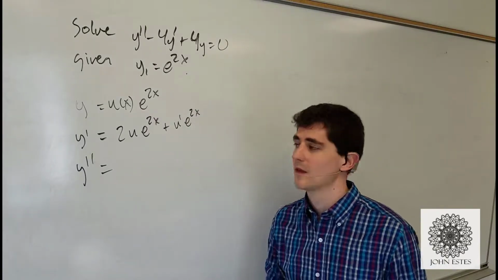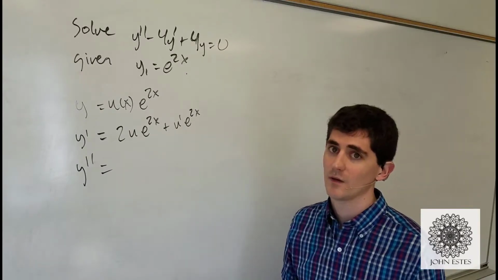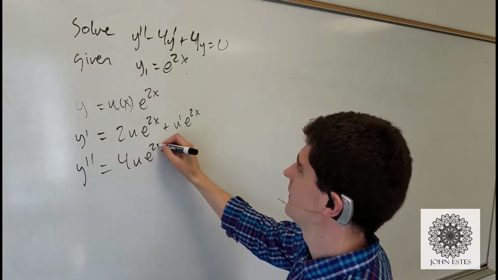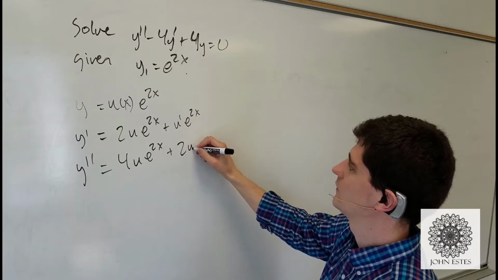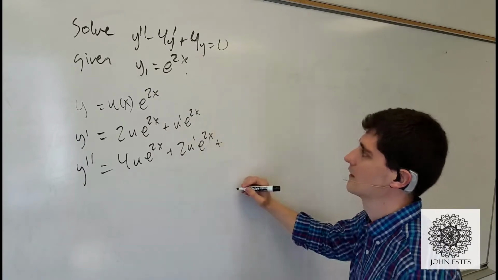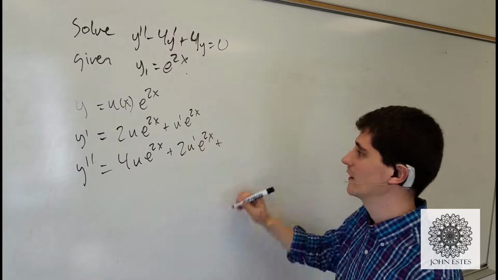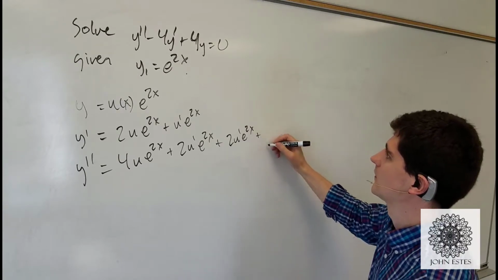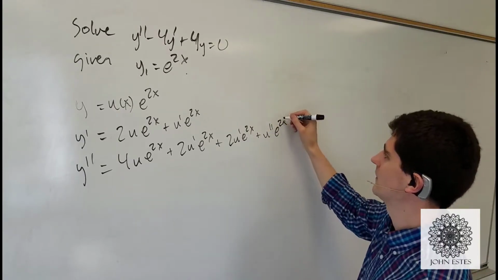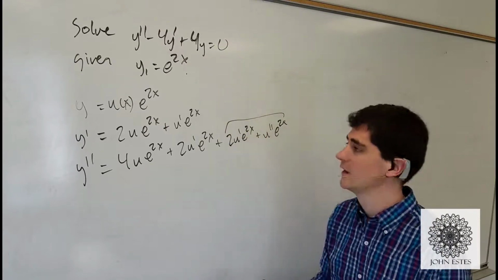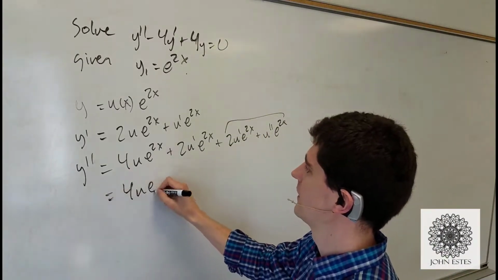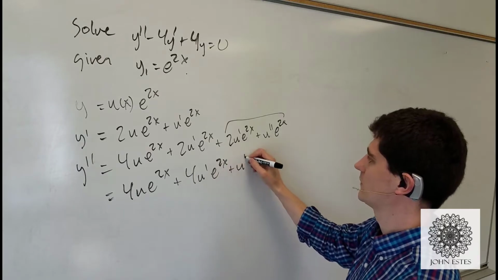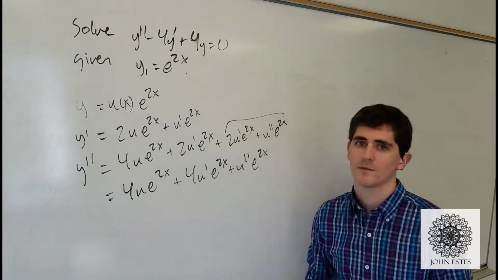And then for y double prime, we just have to take the derivative of this, and keep in mind we have to use product rule again. So I have 4u e to the 2x plus 2u prime e to the 2x. And now we'll take the derivative of u prime e to the 2x, which will be 2u prime e to the 2x plus u double prime e to the 2x. And again, I'm having to use product rule on both of these. And notice I can combine here and have 4u e to the 2x plus 4u prime e to the 2x plus u double prime e to the 2x.